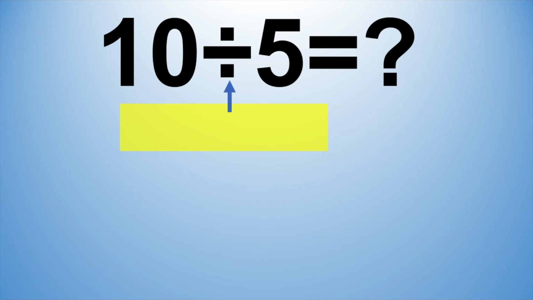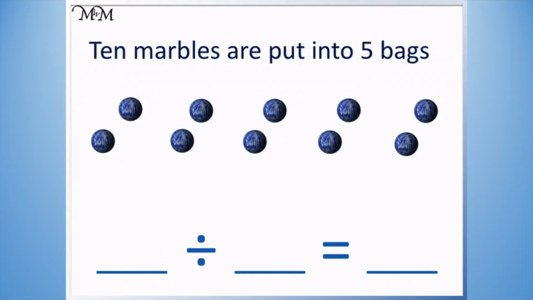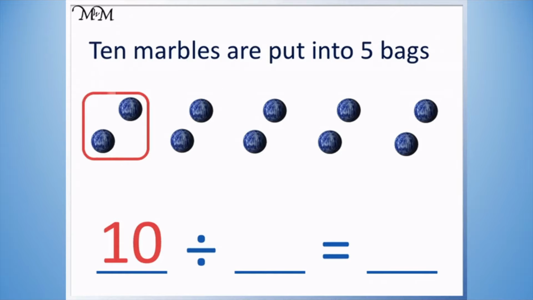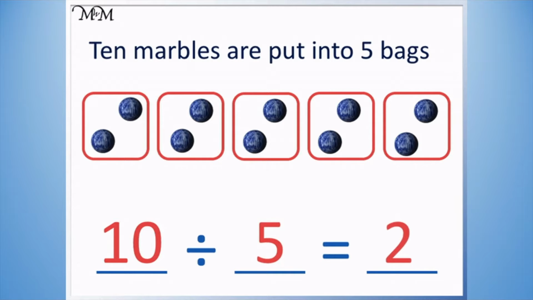Alright, let's do another one. 10 shared by 5. And I'm going to pretend that I've got 10 marbles this time. And I've got 5 bags. And I want to check how many marbles would be in each bag. Okay, so I'm going to get my marbles here. I've got 10. I'm going to put them into 5 bags. 1, 2, 3, 4, 5. How many is in one of those bags, or each bag? 1, 2. So my answer would be 2.